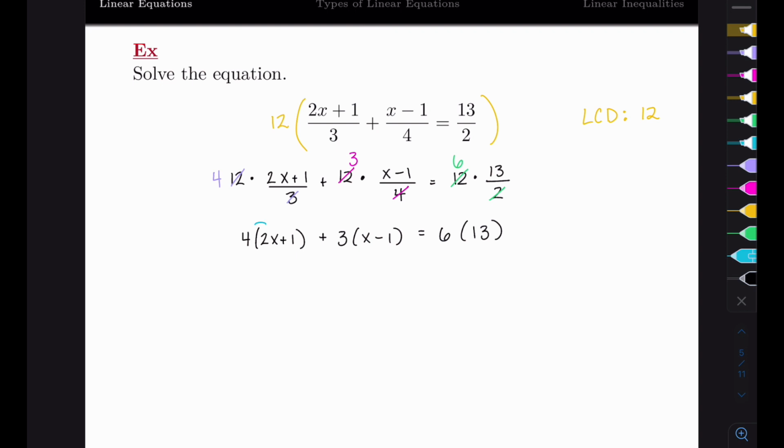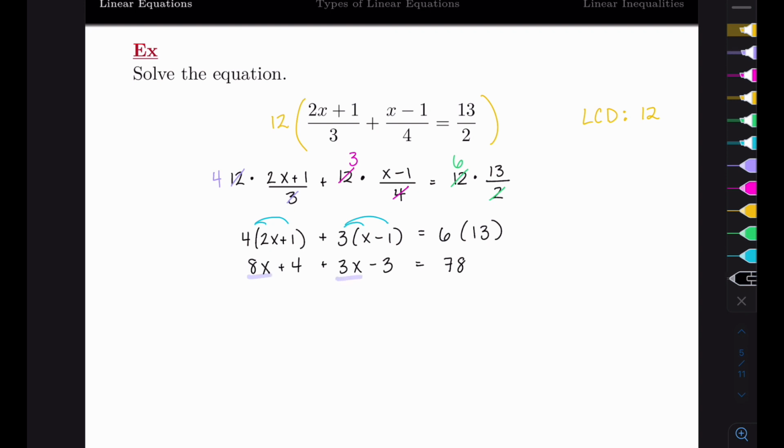We need to get rid of parentheses, so we go ahead and distribute, and then we get x on its own. So distributing the 4 gives us 8x plus 4. Distributing the 3 gives us 3x minus 3. And then if we take 6 times 13, that will give us 78. So tiny bit of condensing.